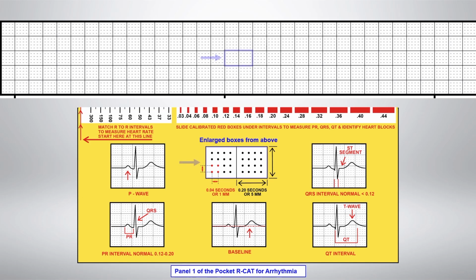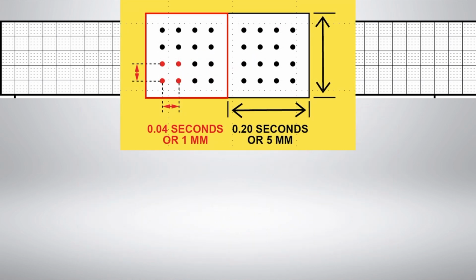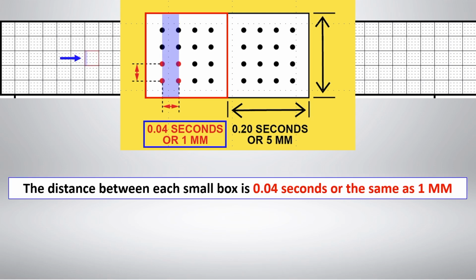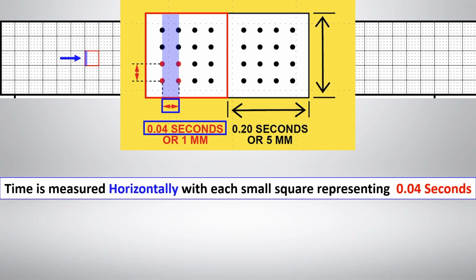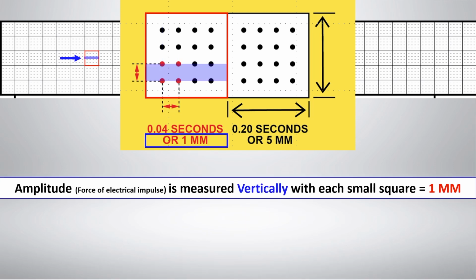This graphic illustrates the EKG paper that consists of horizontal and vertical lines that form a grid. The distance between each small box is 0.04 seconds, or the same as 1 millimeter. Time is measured horizontally, with each small square representing 0.04 seconds. Amplitude, the force of electrical impulse, is measured vertically with each small square equaling 1 millimeter.